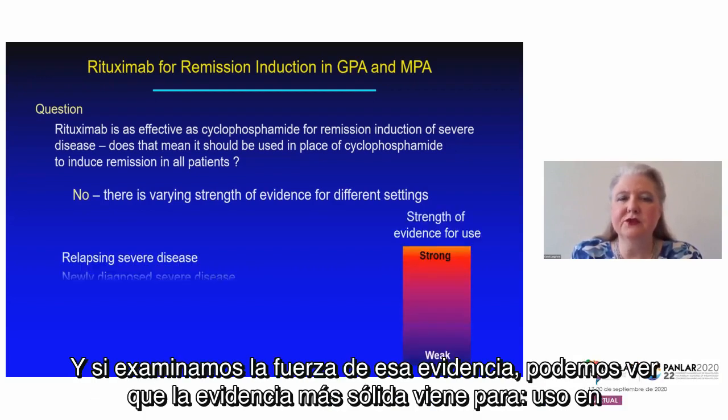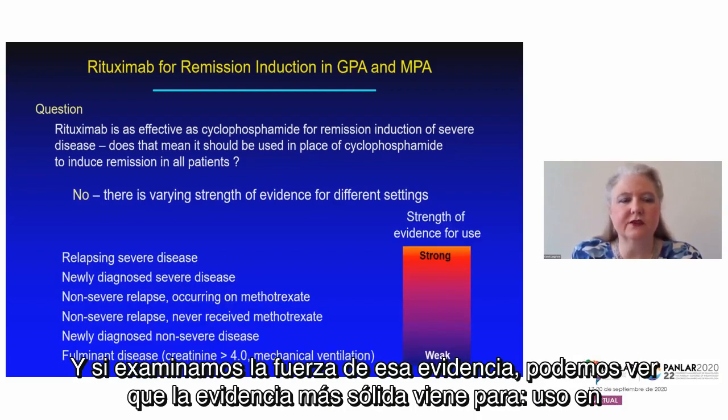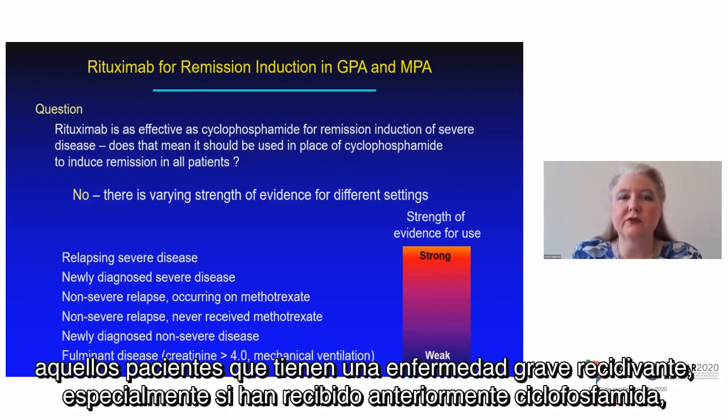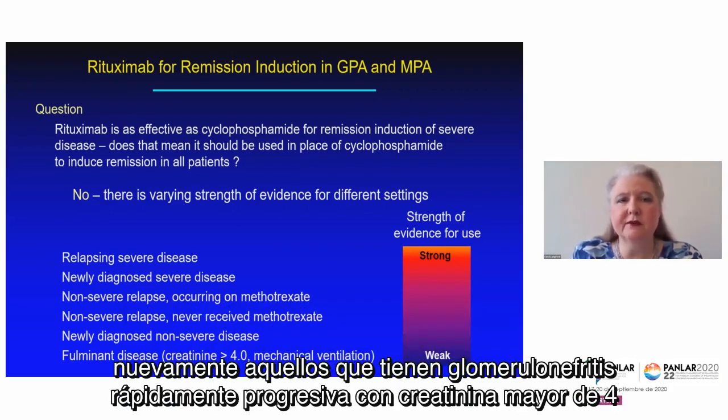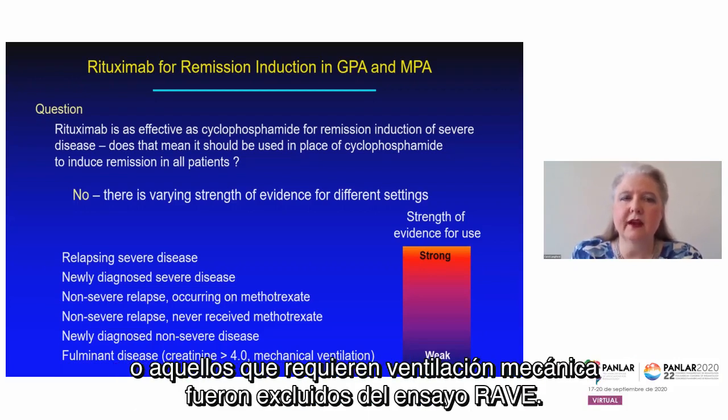And if we examine the strength of that evidence, we can see that the strongest evidence does come for use in those patients who have relapsing severe disease, particularly if they have previously received cyclophosphamide, as well as those who have newly diagnosed severe disease. While the weakest evidence comes from those who have the most fulminant disease, again, those who have rapidly progressive glomerulonephritis with a creatinine of greater than 4, or those with alveolar hemorrhage requiring mechanical ventilation, who were excluded from the RAVE trial.